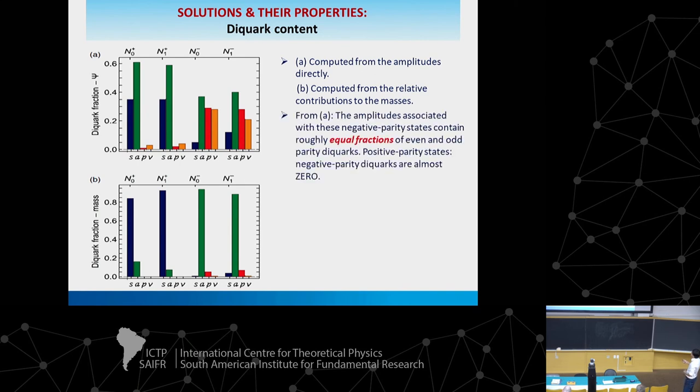From A, we can see that the amplitude associated with these negative parity baryons contains roughly equal fractions of even and odd parity dipoles. But for those positive parity baryons, the negative parity dipoles are almost zero. But from B, in each case, there is a single dominant dipole content. It means there is significant interference between different dipoles.